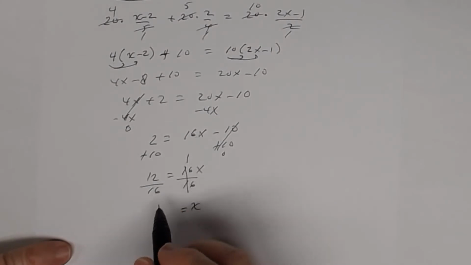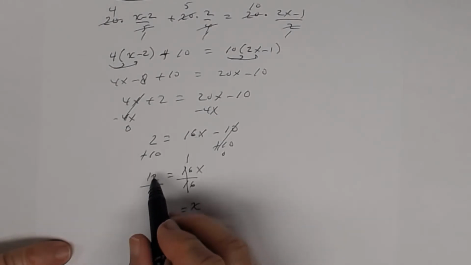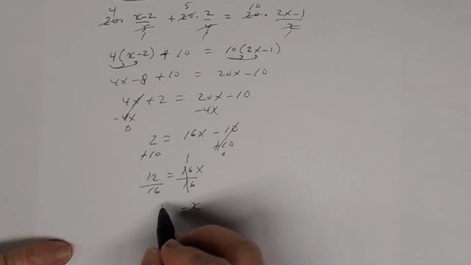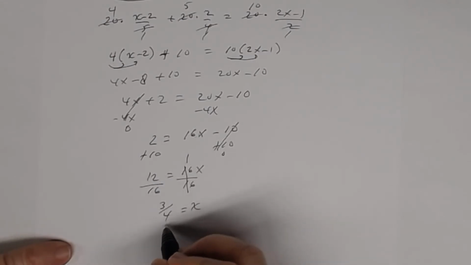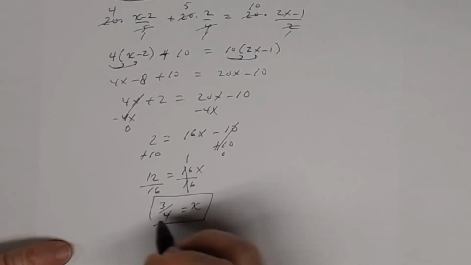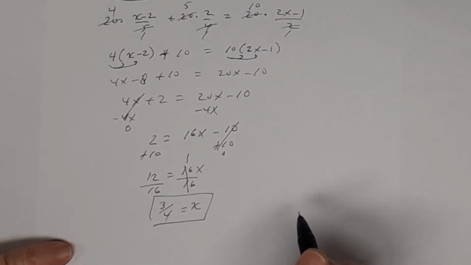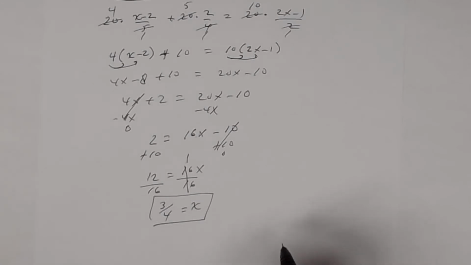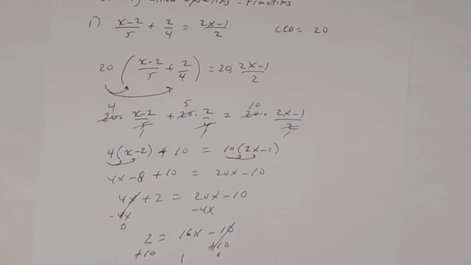But remember, you must reduce. So 12/16, they're both divisible by 4. So that's going to be 12 divided by 4 is 3, and 16 divided by 4 is 4. And so the answer is 3/4. All right, so that is number 1.